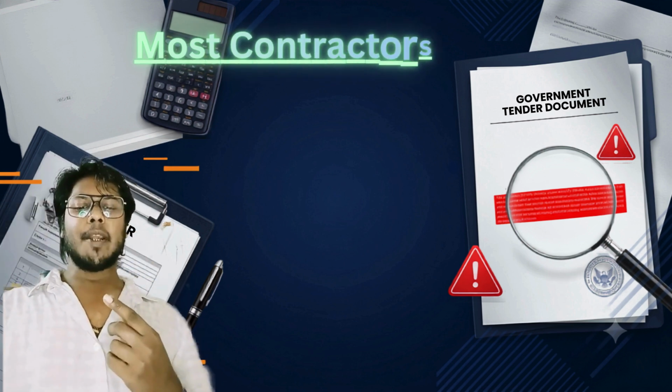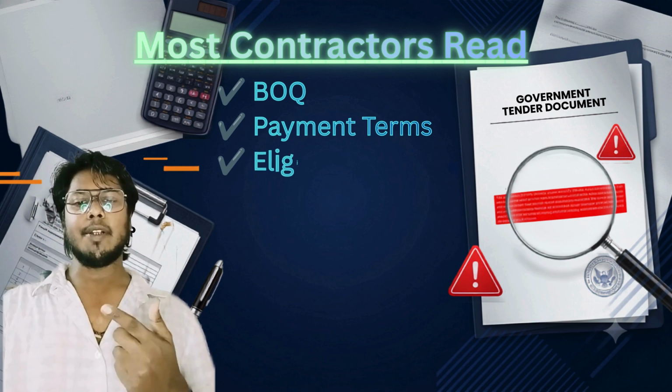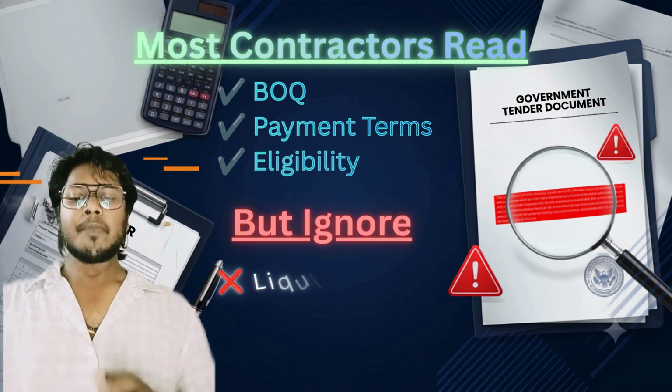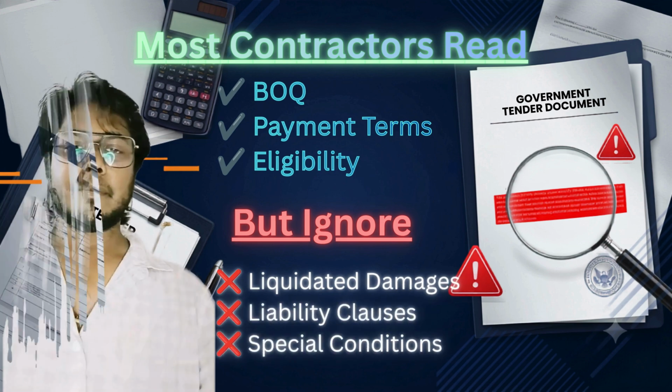Most bidders spend hours checking quantities, rates, payment schedules, and eligibility, but very few carefully read the liquidated damages section. That single mistake can cost far more than any pricing error.